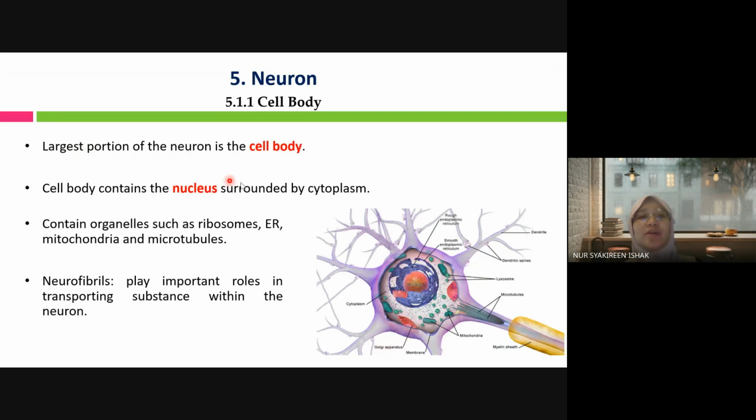Cell body is the largest portion of the neuron. The cell body contains the nucleus surrounded by the cytoplasm, and contains organelles such as ribosomes, rough endoplasmic reticulum, mitochondria, and also microtubules, the cytoskeleton. Neurofibrils play important roles in transporting substances within the neurons. What makes the axon maintain its long structure? Because it has a cytoskeleton, microtubules extending throughout the axon.